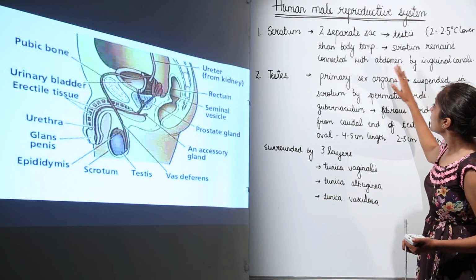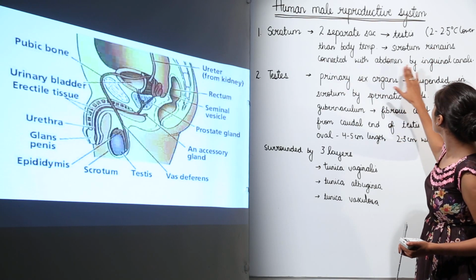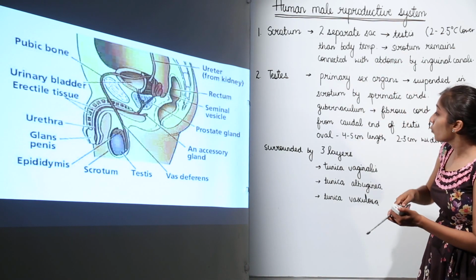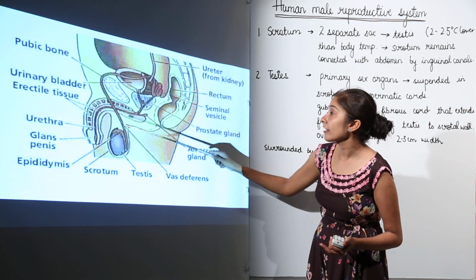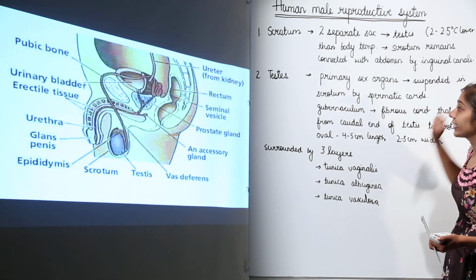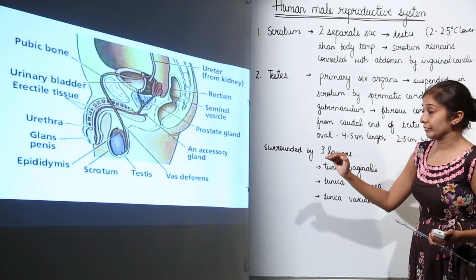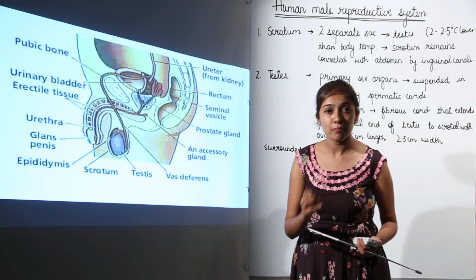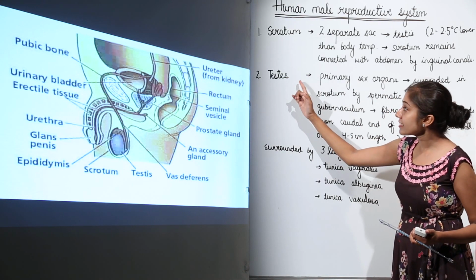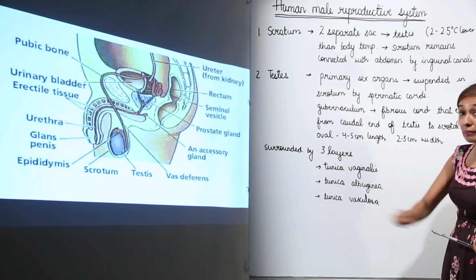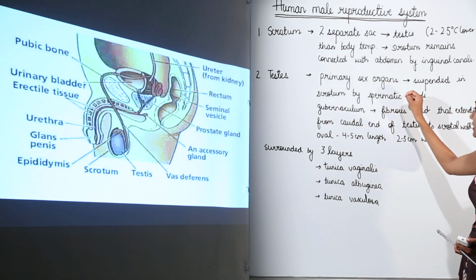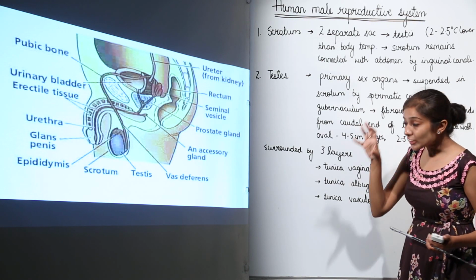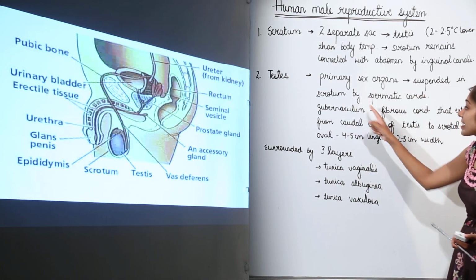Next, the scrotum remains connected with the abdomen by the canals that we call inguinal canals. The next organ that is very important, a primary sex organ in males, is the testis. What is it? It is testis. I am repeating again, testes are the primary sex organs. They are suspended in the scrotum by spermatic cords.